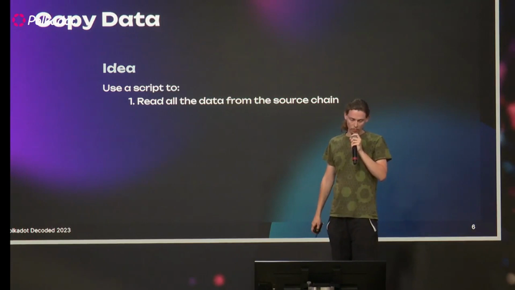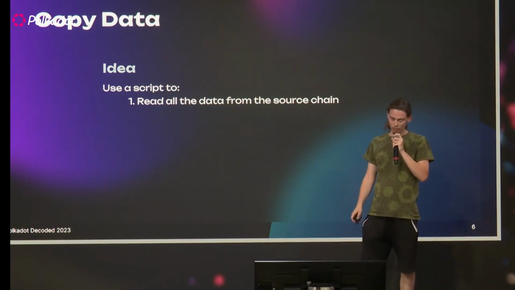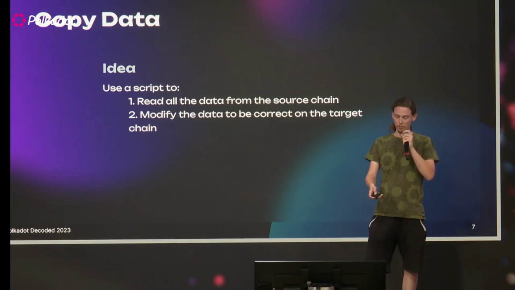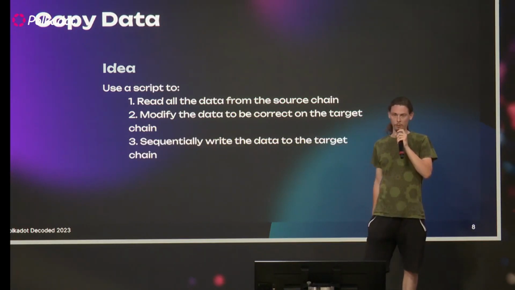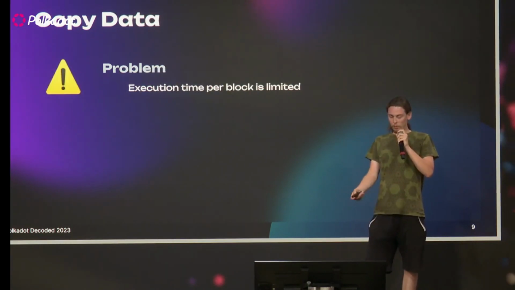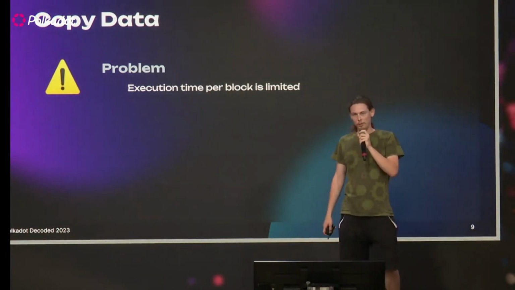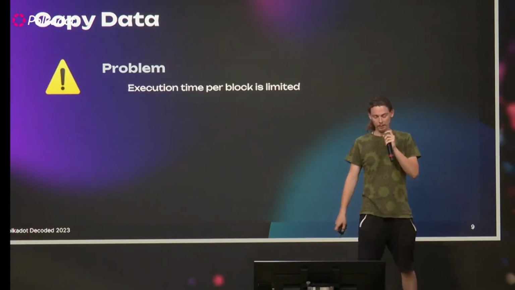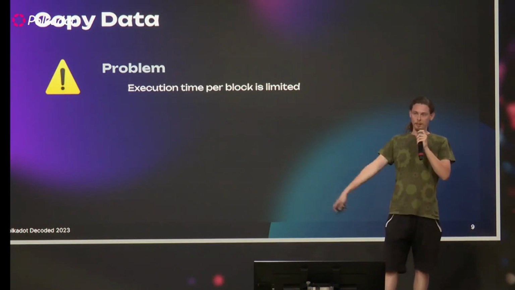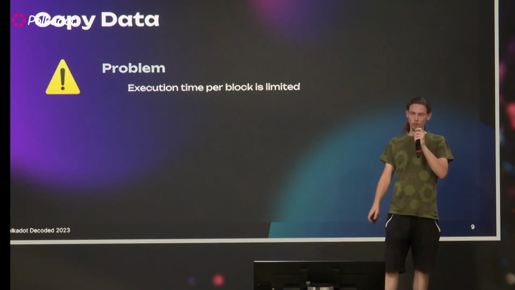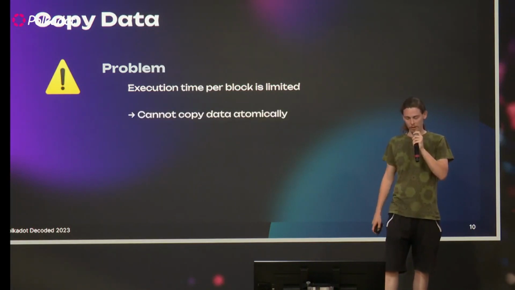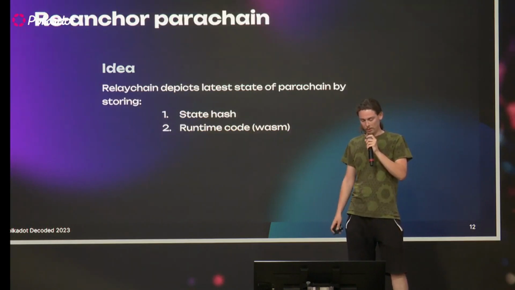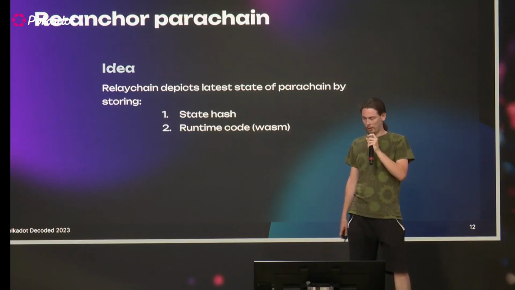The copy data approach would use a script to read all the data from the source chain, modify it to be correct on the target relay chain, and then sequentially write the data to the target parachain. The problem with that is that the execution time of a block is limited. You just have so much computation, like block space, every block, and you cannot copy all the data in one go. So you have issues with atomicity and consistency of data when copying the data. So this approach is not something that you should actually do.